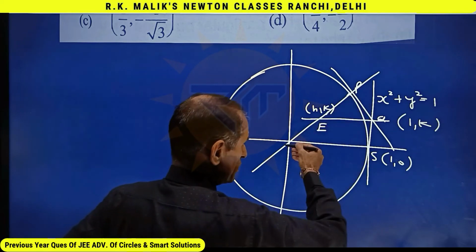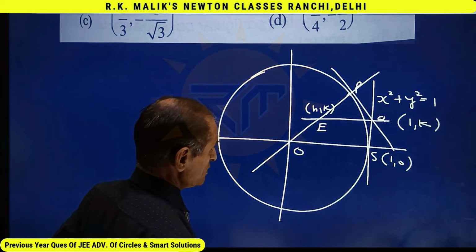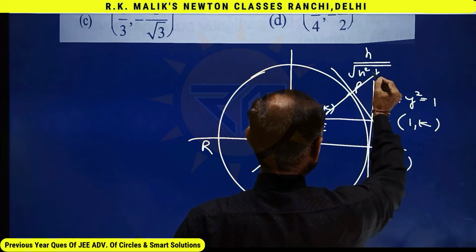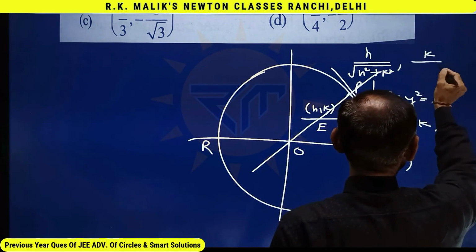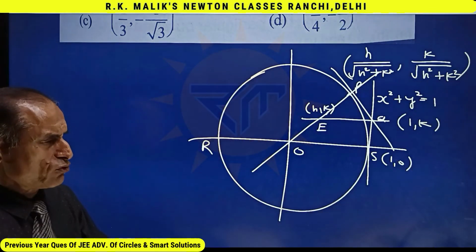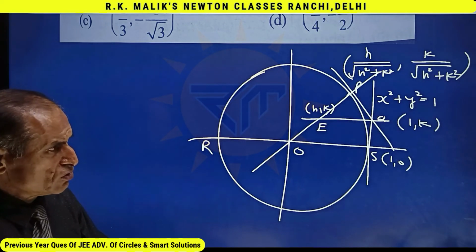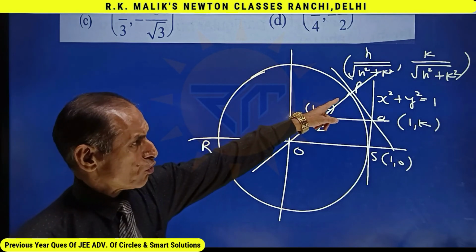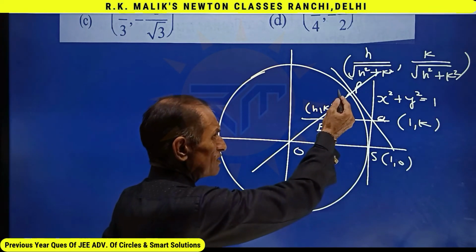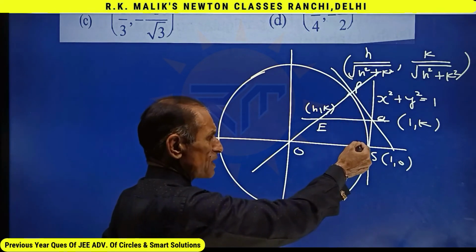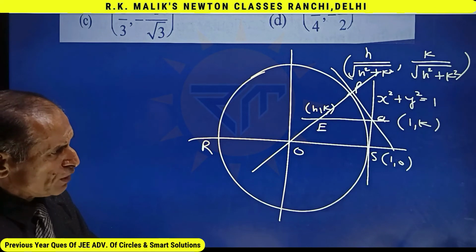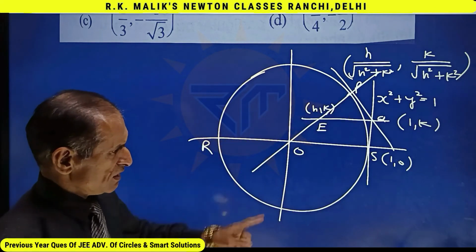As the radius of this is 1, it is not difficult to see that the coordinates of P will automatically be h upon under root h square plus k square, and k upon under root h square plus k square. Actually, if you have prepared for JEE Advanced, it should not be required for you to find the coordinates of P. Just by looking at the question, you should be able to say that if E is (h, k), then P will be this, keeping the concept in mind that the radius of this is 1. Still, if you have not understood, then I am going to explain also why the coordinates of P are this if E is this.